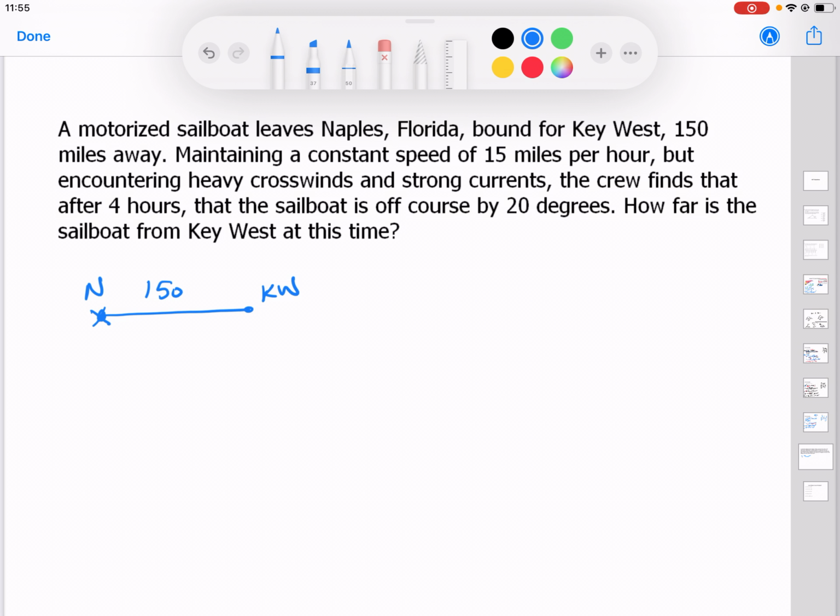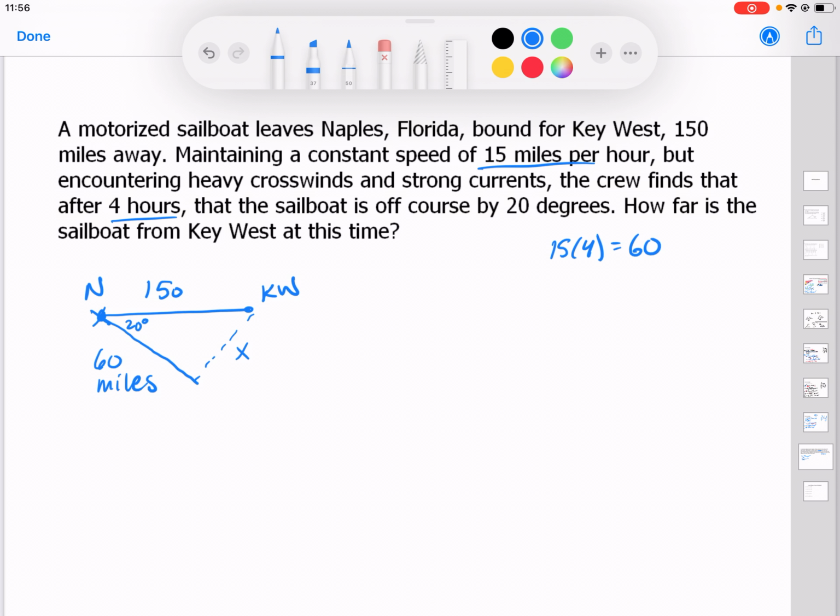Sorry about that. So we're going to go ahead and start at this point, and we are maintaining a constant speed, but because there's crosswinds and whatnot, we're not actually going straight to it. We're going at an angle because of the crosswinds, and we're doing that for 4 hours. So if you're going 15 miles per hour for 4 hours, that means you end up going 60 miles total. Okay, but we've veered off course, and we're off course by 20 degrees. So this is 20 degrees, and we're trying to figure out how far we are from our final destination.